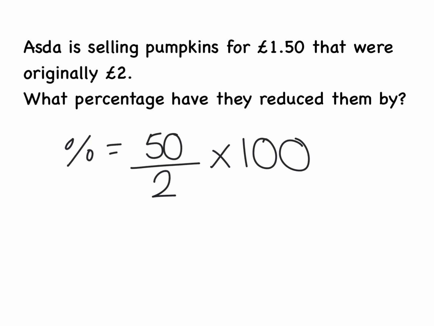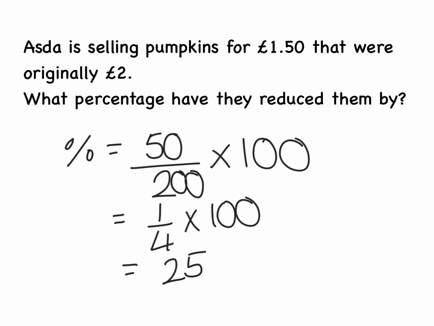So at this point, you've got a decision to make. Do you turn it all into pence, or do you turn it all into pounds? They have to be the same kind of units. So I'm going to rewrite that £2 as 200 pence. Now, that actually simplifies. 50 out of 200 is a quarter. So it's a quarter of 100. So they've actually reduced them by 25%. Again, you could have typed that on your calculator in the first bit, but I just wanted to do an example with a difference in units.